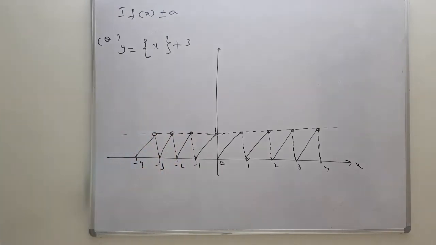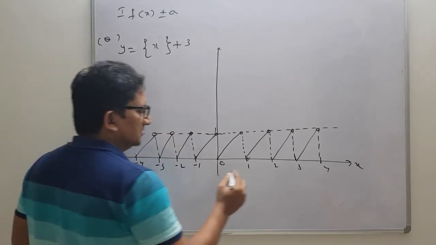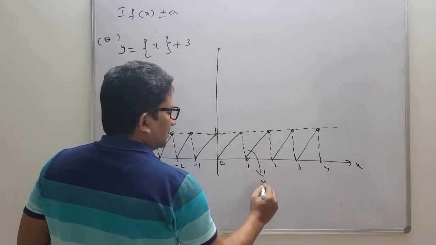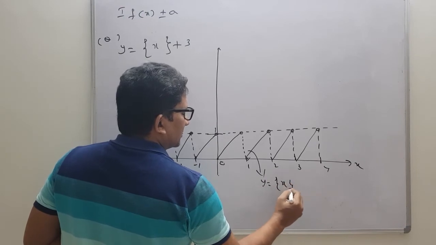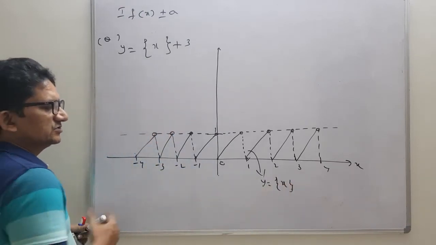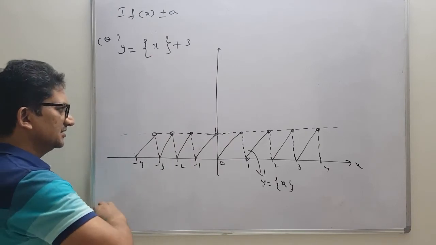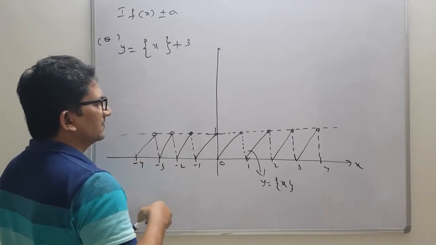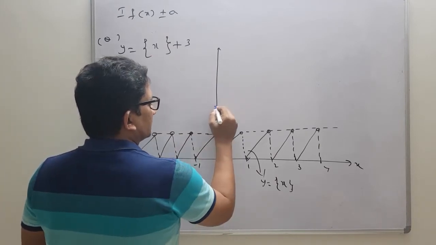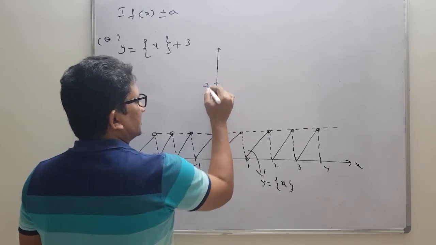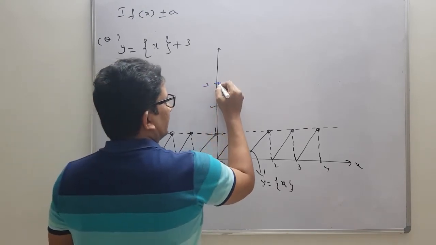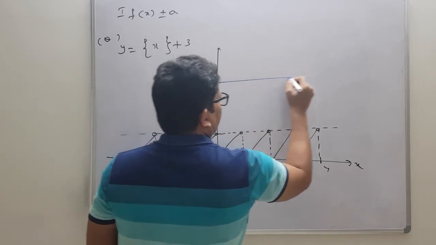So like this we will get, this is the original graph, this is y equals to fractional part of x. Now we need to shift this situation 3 units above the x-axis. So that means somewhere over here we will keep, so here 2 for suppose, then assume that 3 will get here. Okay, so that means here we will form a line of reference for you.